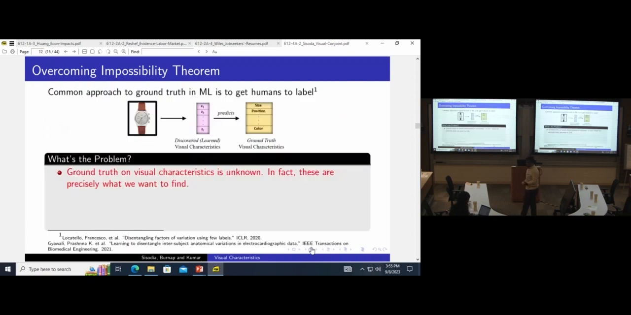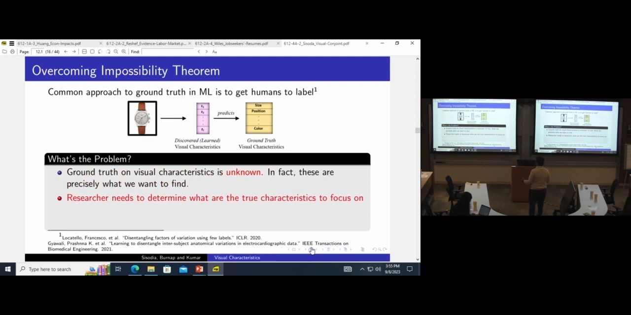Now this was a problem for us because these were the visual characteristics that we intended to find through our research. So we could not use ground truth. And furthermore, ground truth on product images is fundamentally unknown. We are not working in the realm of synthetic data sets.